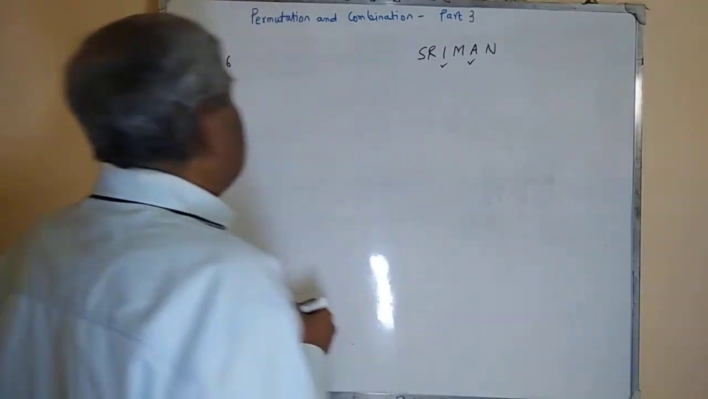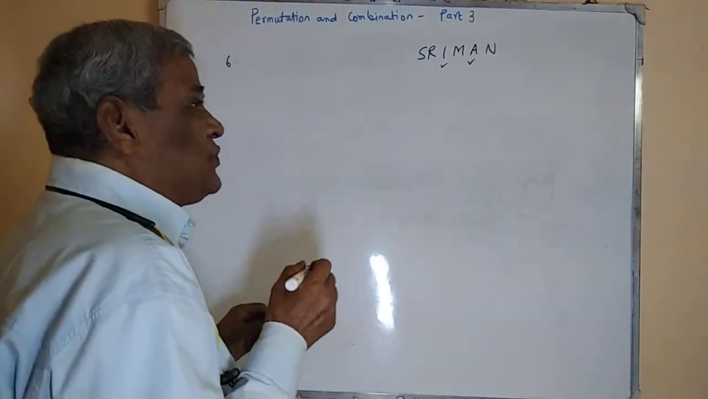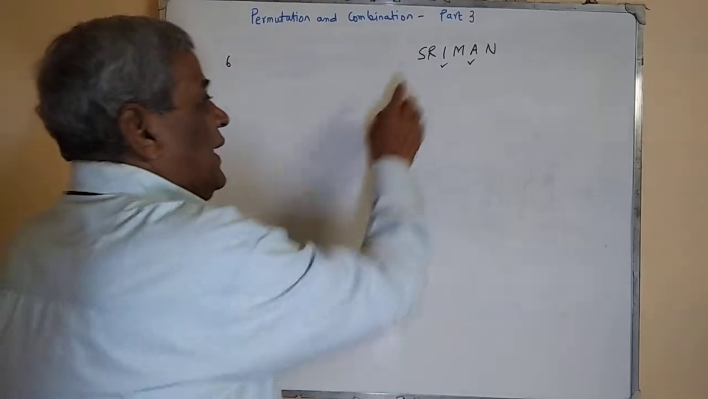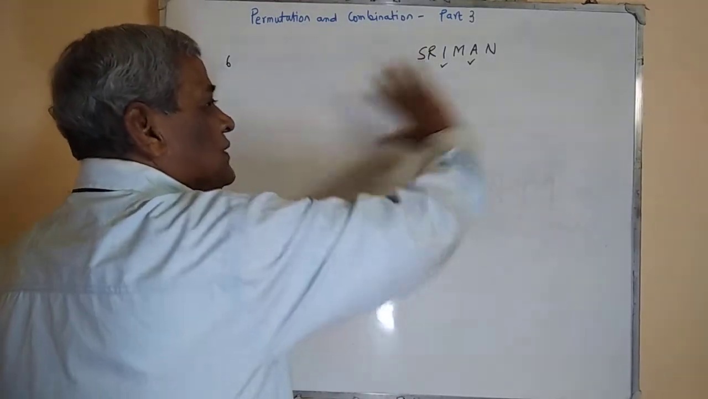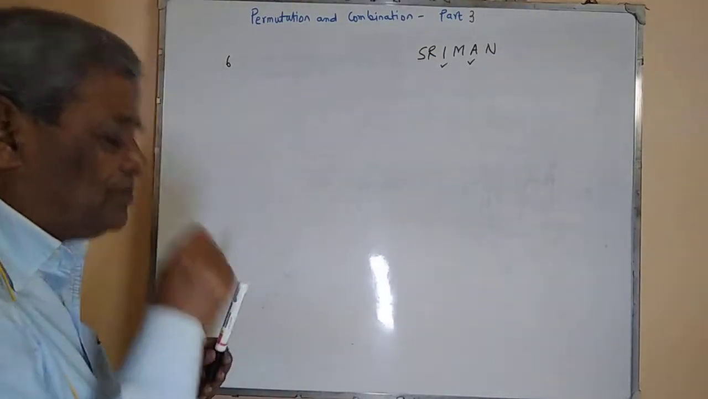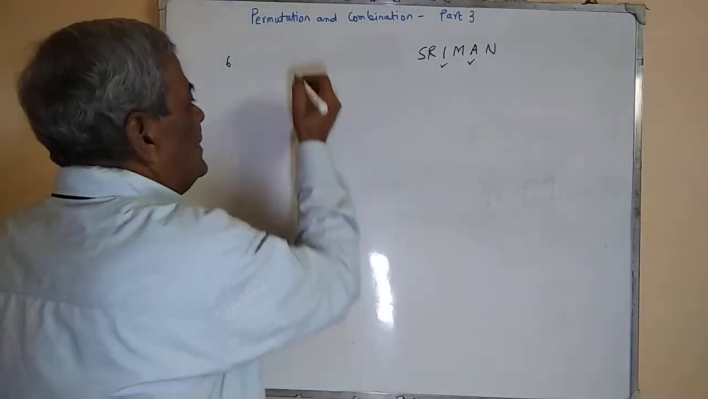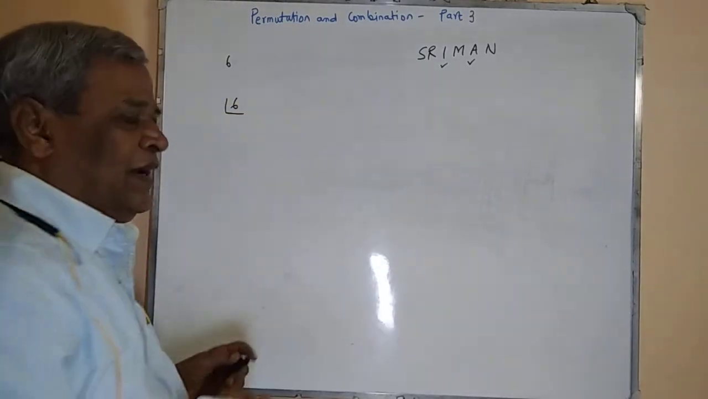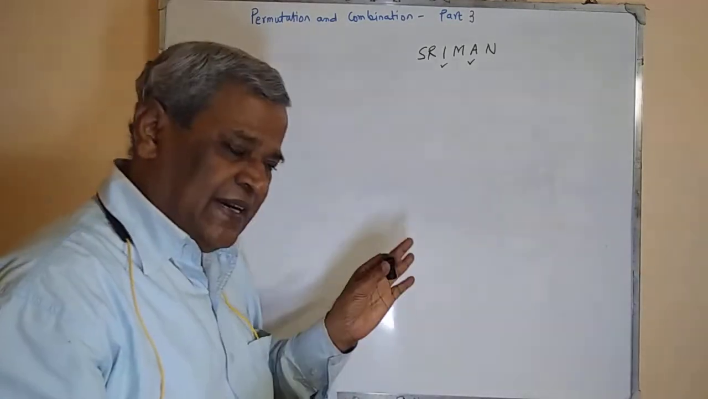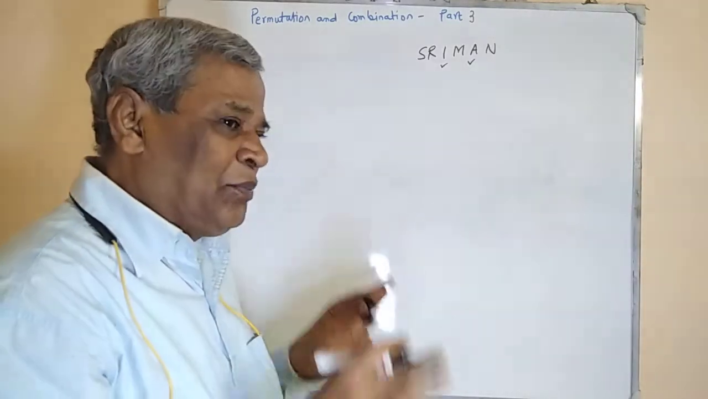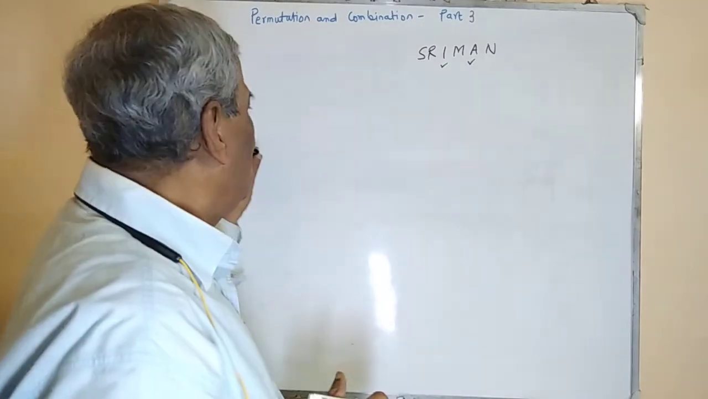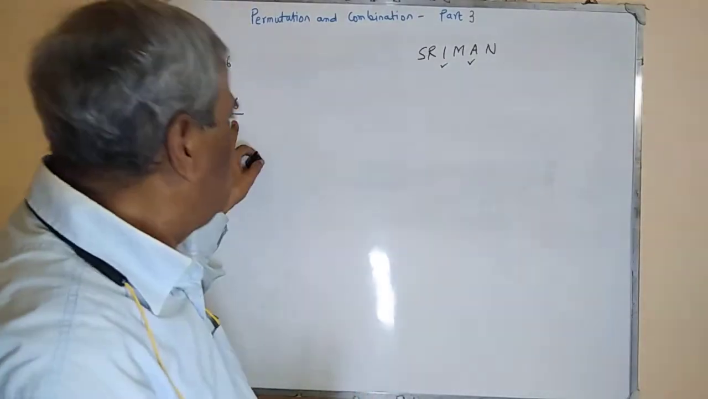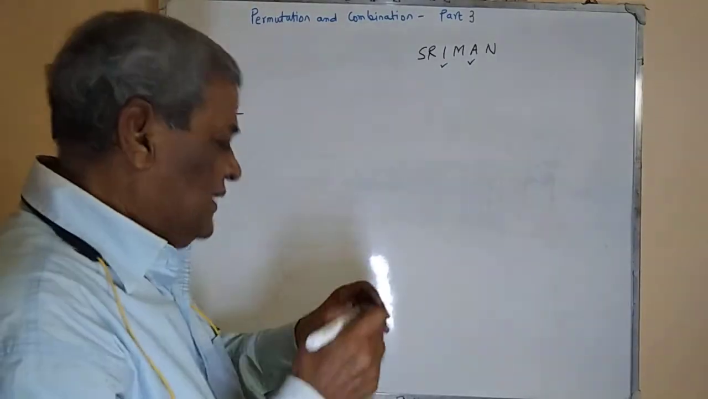And here 6 letters are there, each is distinct. S once, R once and so on. So using that, the total number of words will be factorial 6. 6 letters, 6 are distinct, and we have to use 6 at a time. So 6P6, which is factorial 6.